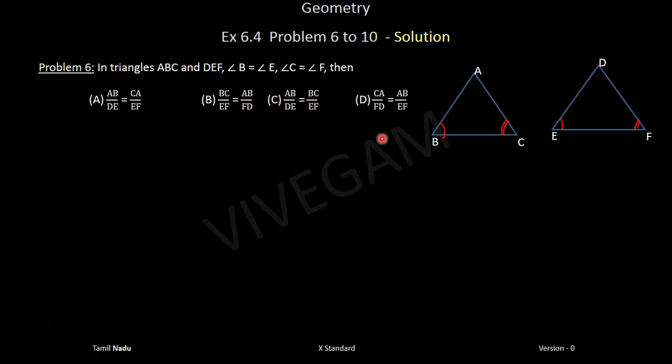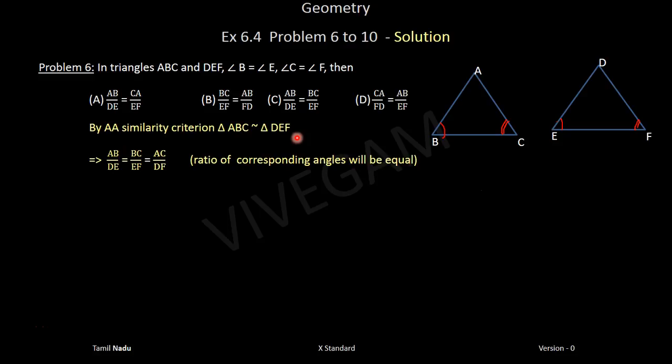So now let's write it out, and then from there we'll select which is the right equation. So we have AB by DE equal to BC by EF equal to AC by DF. Now let's select one by one. AB by DE, yes, it is there. So it's equal to CA by EF. No, it is actually AC by DF. CA and AC are the same, but it is not EF, it should be DF. So this is not right.